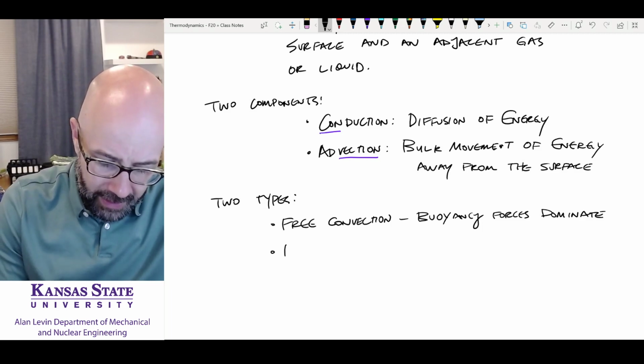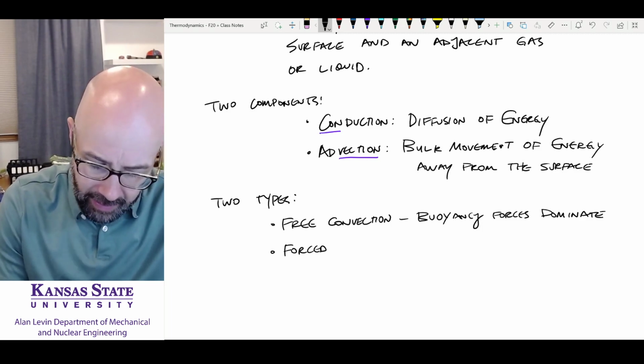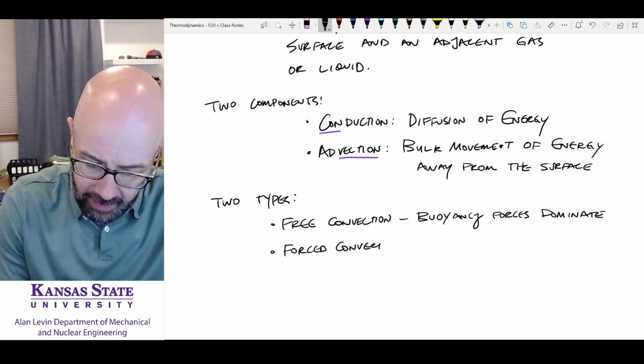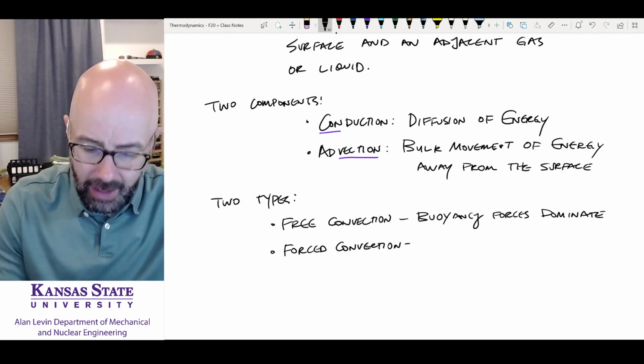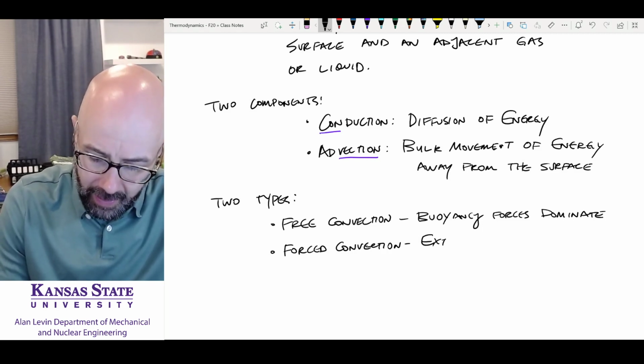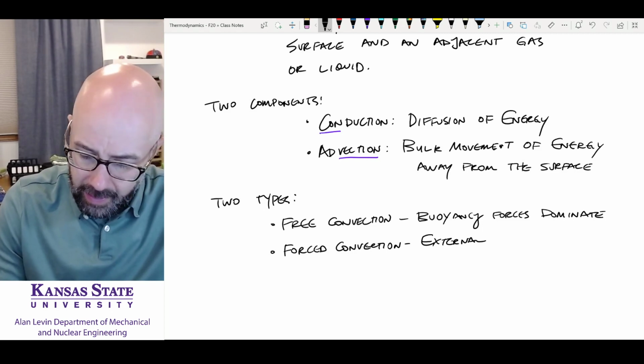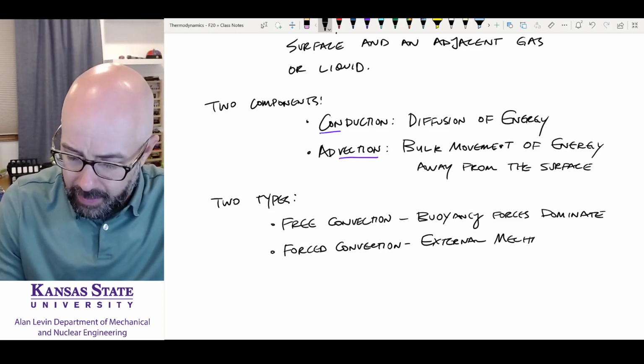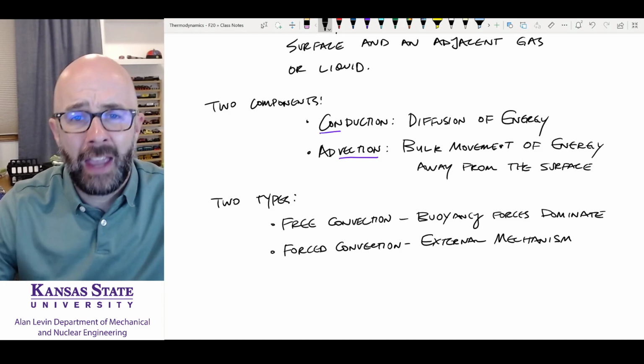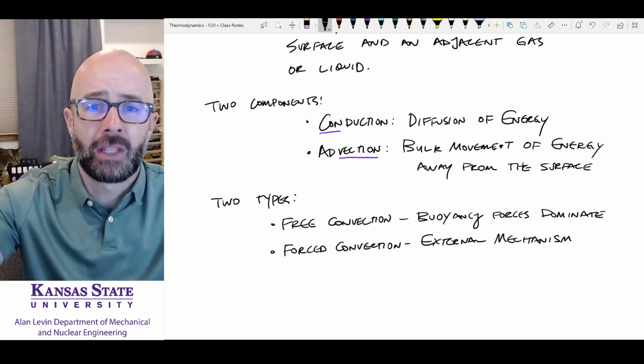The other one is forced convection. Forced convection is going to have an external mechanism. So you're going to have a fan or a pump, pumping the water or blowing.